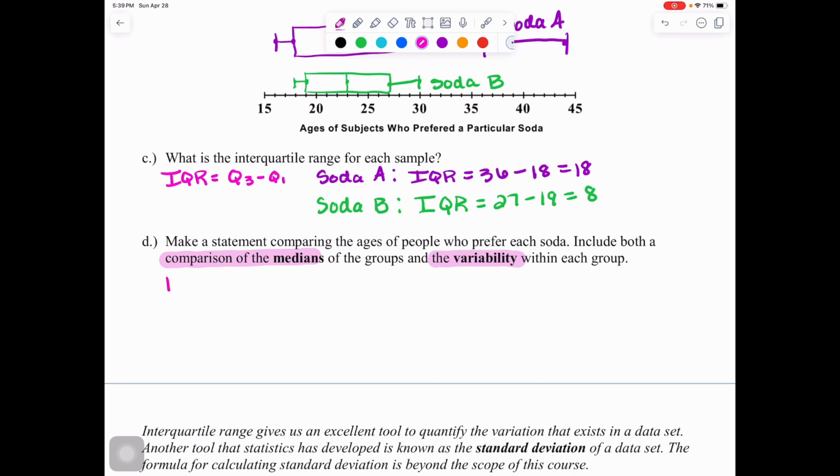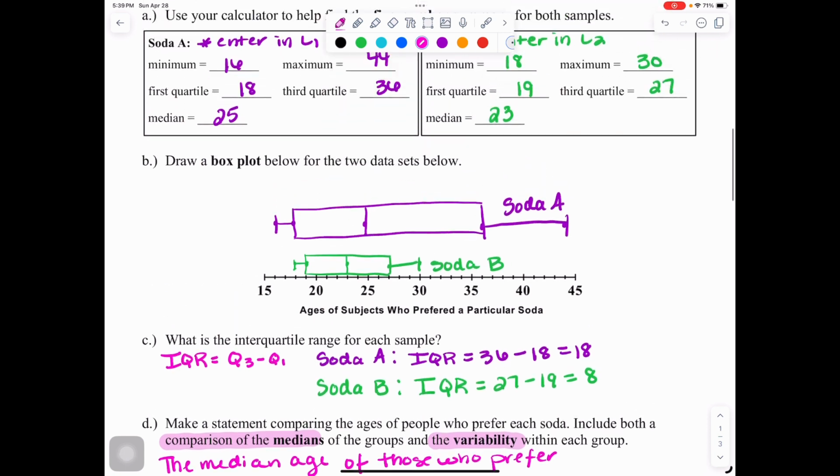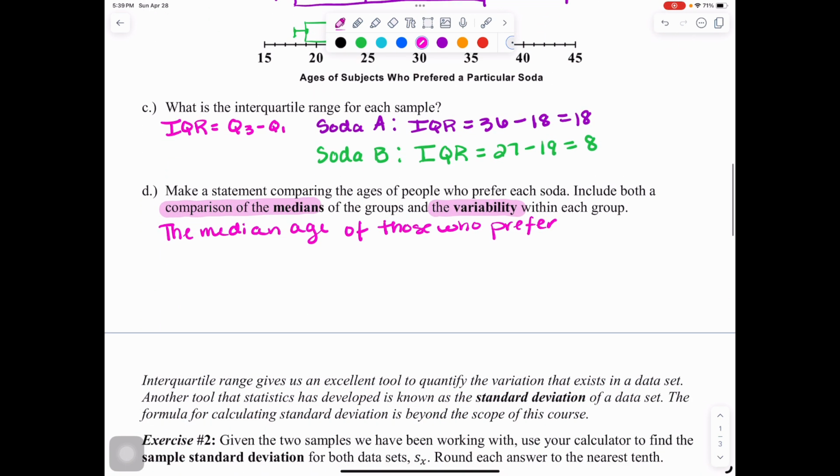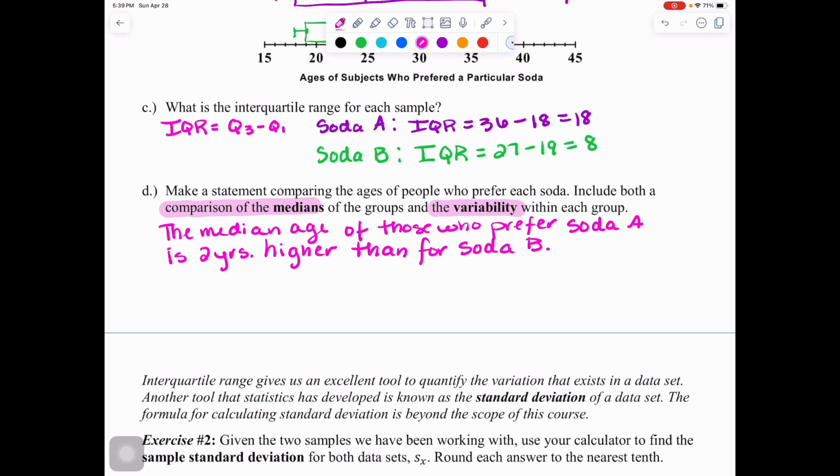So let's start with the median. The median age of those who prefer, so let's look. Median is higher for soda A. So we're going to say the median age of those who prefer soda A is 2 years higher than for soda B. So that's me comparing their medians.